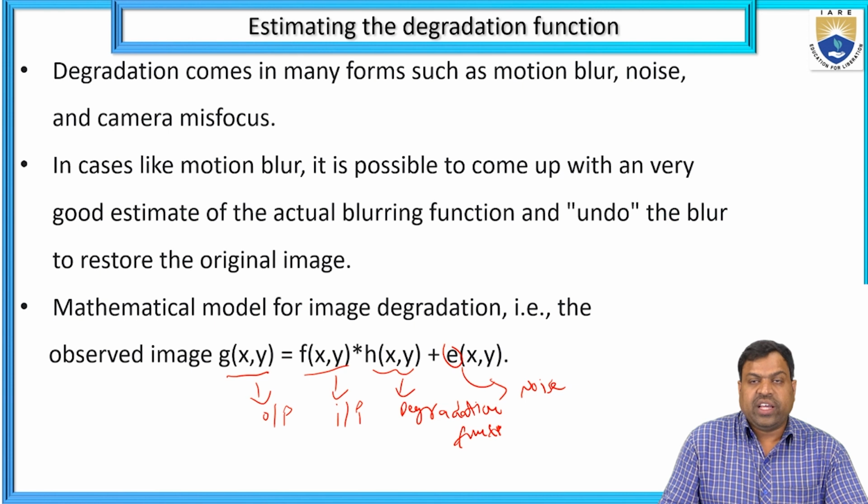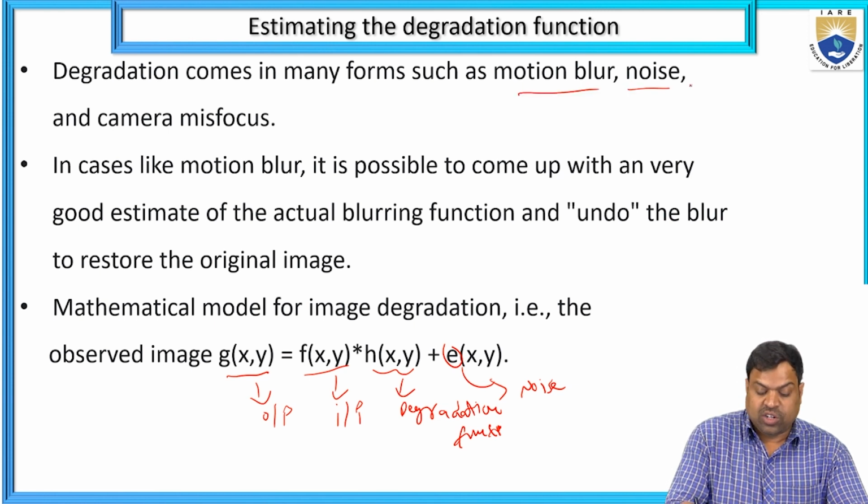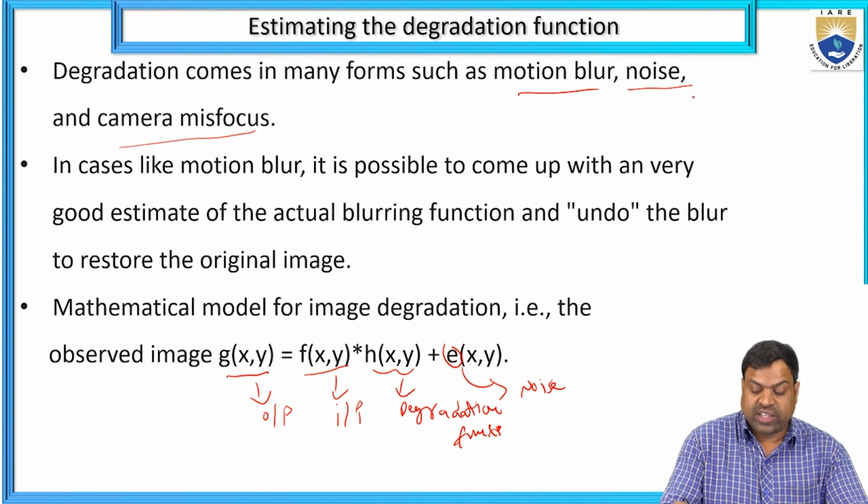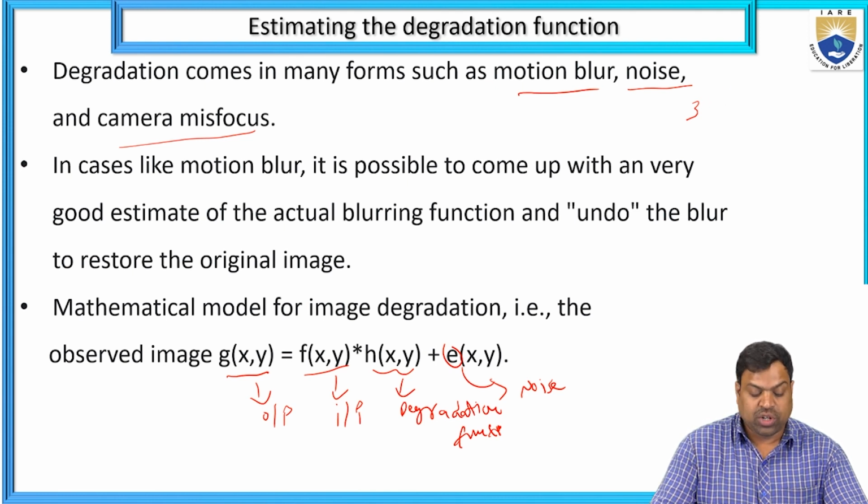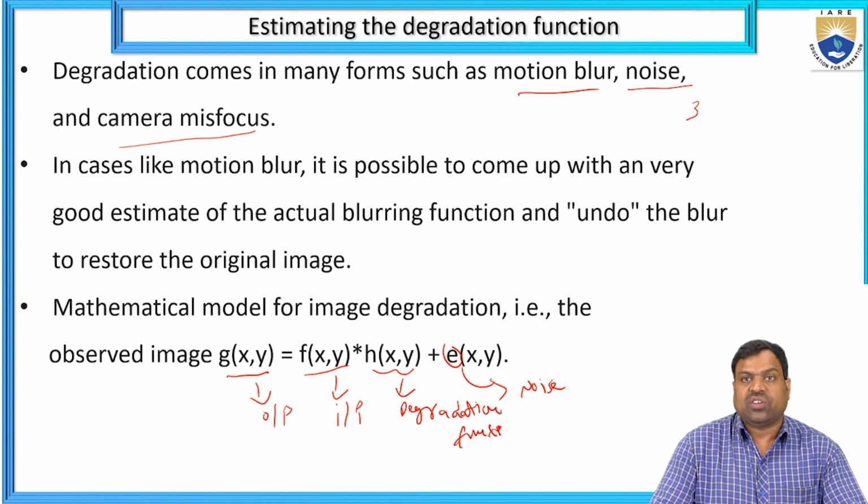Degradation comes in many forms such as motion blur, noise and camera misfocus. These are three examples of degradation: motion blur, noise and camera misfocus.